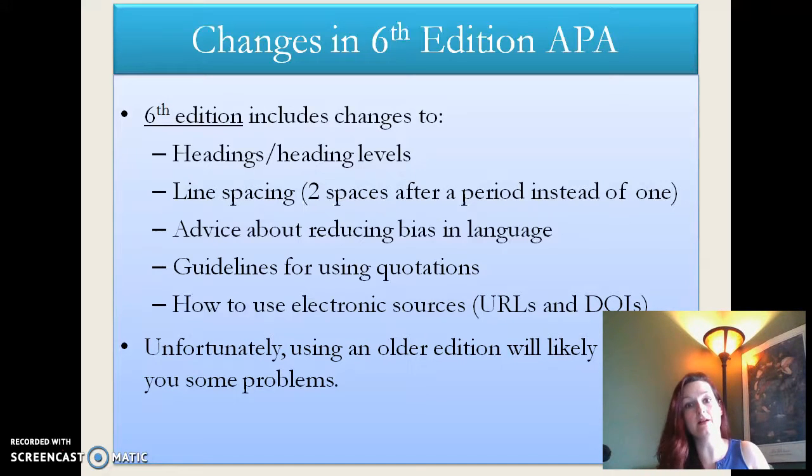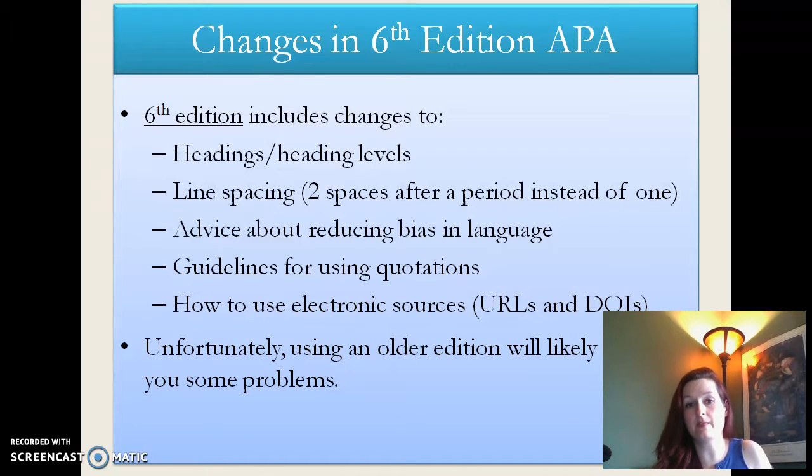So in APA style, you've got to use 2 spaces after a period, even if you don't like to do it. It's the rule for APA. And the rationale behind that is to spare the eyes of your reader. So there's that. And that is specified in the 6th edition handbook.